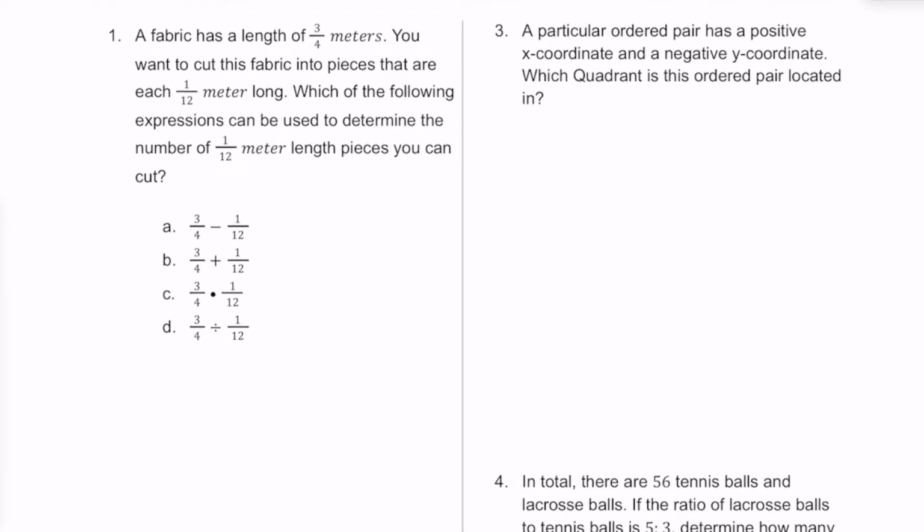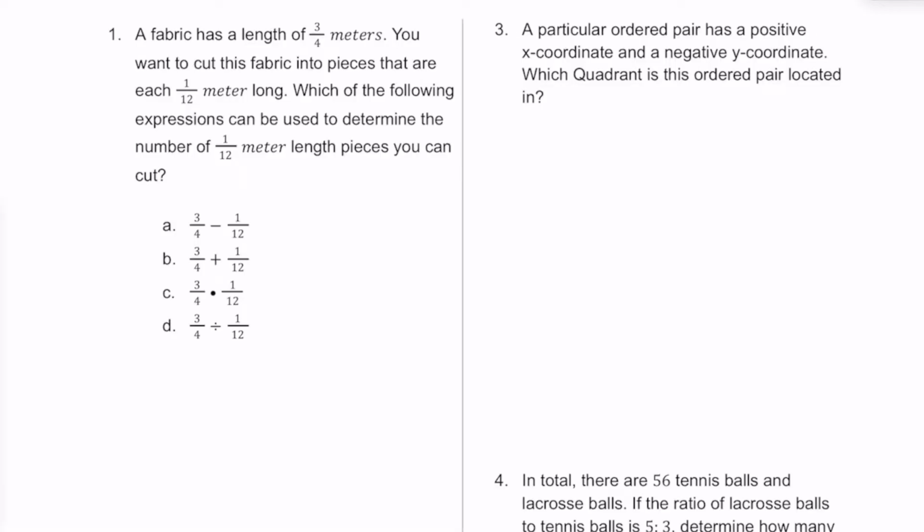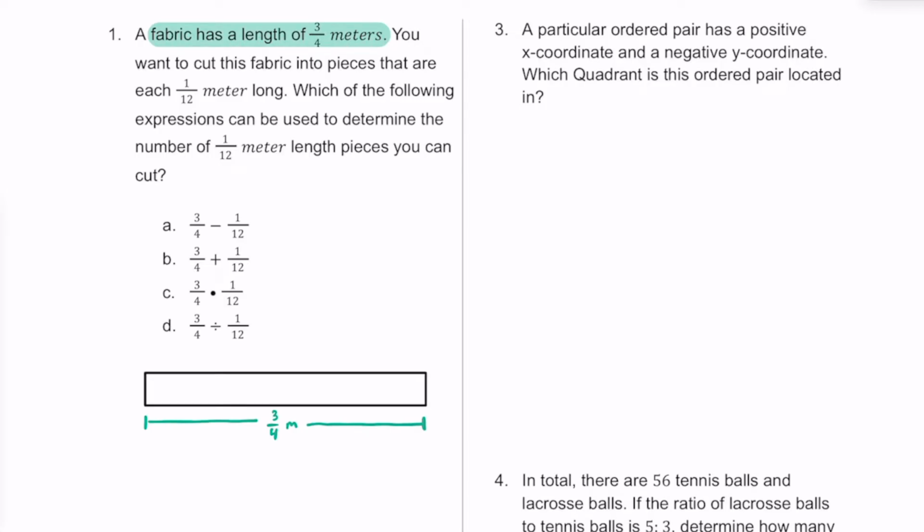Now, I think a great strategy for a problem like this is going to be drawing a picture first. All right, so let's just say this is the entire fabric, and we know the length of it is 3/4 meters. And if it's 3/4 meters long, that means we can cut it into 3 equal sized pieces that are going to be 1/4 meter each. So that was a rough estimate in me cutting it into quarter sized pieces.